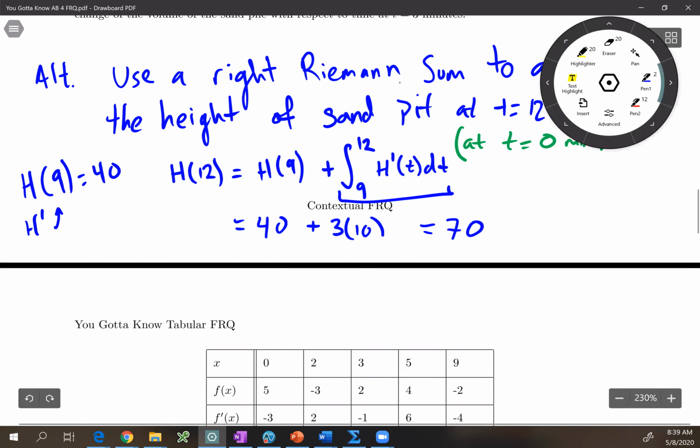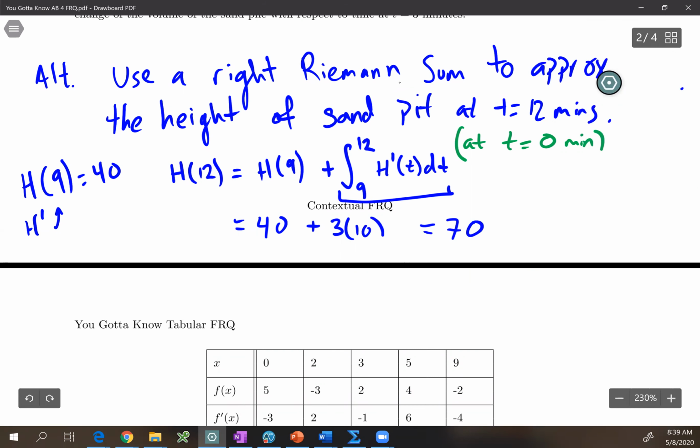Now, if they had said time 0, it's kind of the same thing, but now we do h of 0 equals h of 9 plus the integral from 9 to 0 of h prime of t dt.